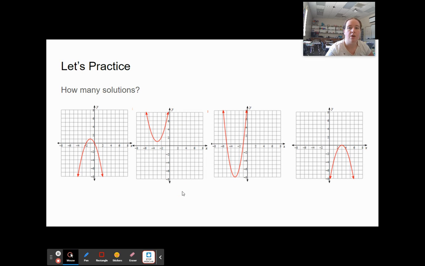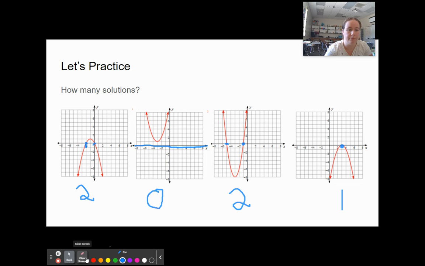Let's practice. Go ahead and pause this video while you pass out the practice sheets, and then press play when everyone's got it. For this first one, write it along on your sheet as well: how many solutions? Here, it crosses here, and it crosses here, so it's got 2 solutions. This one, does it ever cross the x-axis? Nope, so this one has 0. This one, it crosses here, it crosses here, so it's got 2. And this one just touches down right there, so it's got 1.